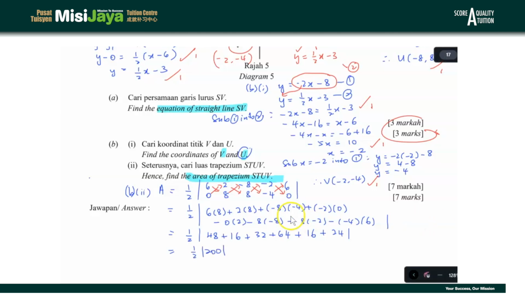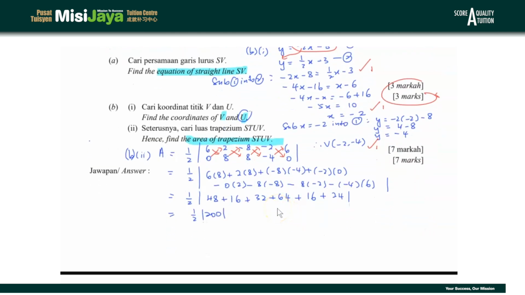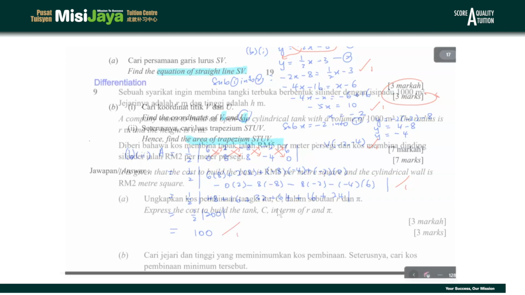Okay, then after that, we open up the modulus. So we get positive 200 divided by 2 is 100. Okay? So for this question, it consists of 2 marks. So where do we get the 2 marks? So 2 marks is first this step, 1 mark, and the final answer, 1 mark.